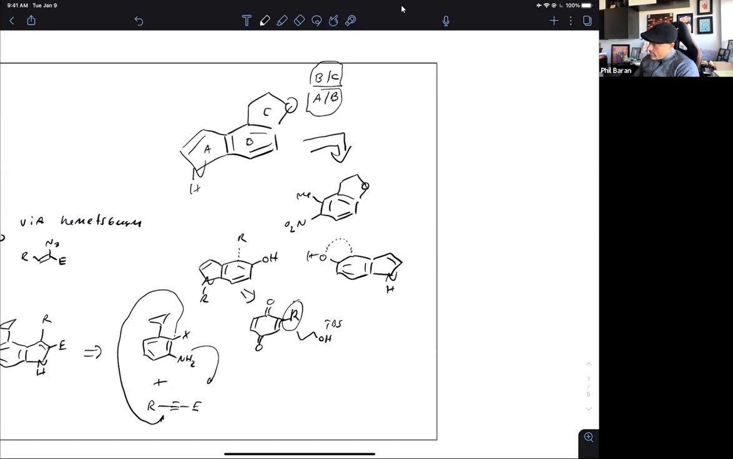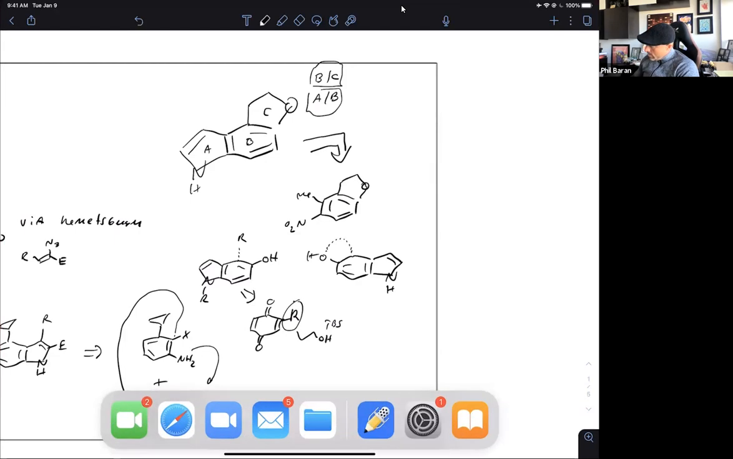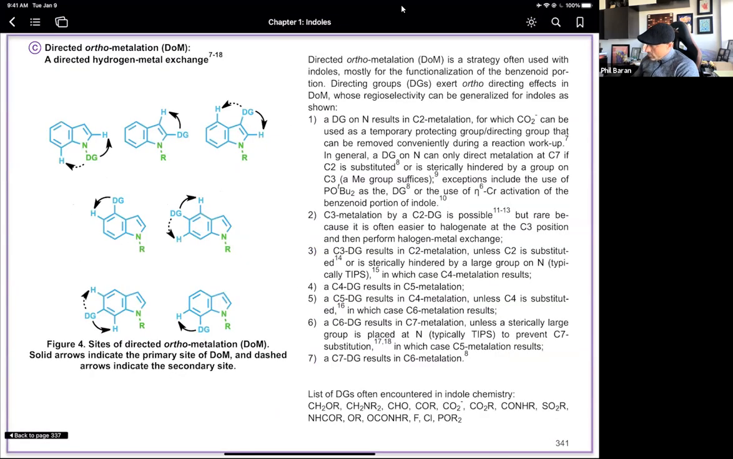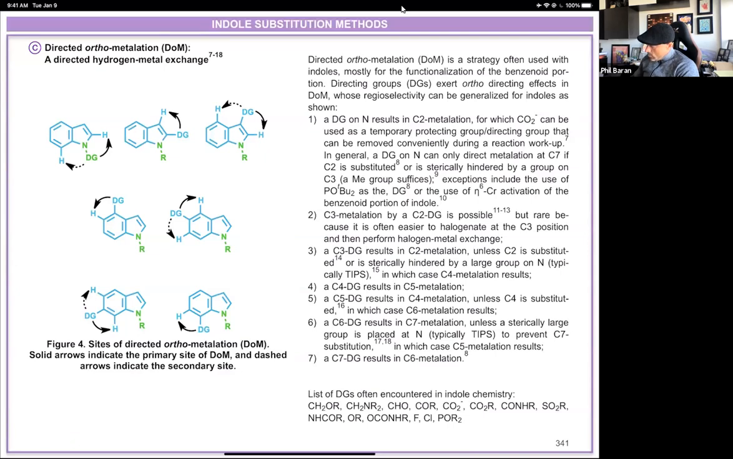Yeah. Now, are there good ways of doing this? Well, that's why we wrote the book. So you would go in the book and go to the section on directing group chemistry and look at that. If we have a 5-position directing group, it will prefer to go at the C4 position. It's right there in the book.